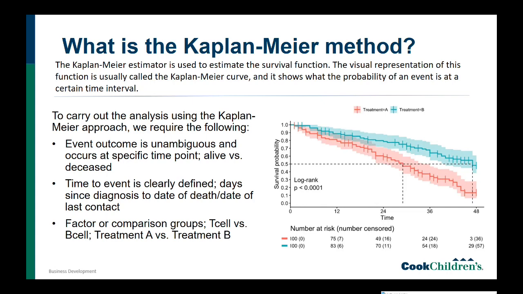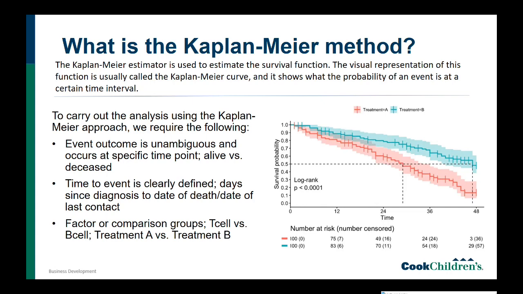For example, if you have a program and you're wanting to look at if your outcome event of choice is dropout rate, you could use that as well. You can use this for anything. It's not just survival. It's not just for the outcome of a death. But for this presentation and these examples, that's what we're going to go through.